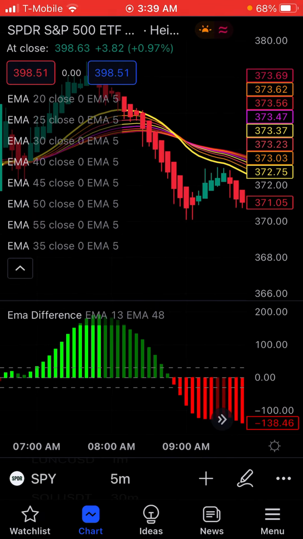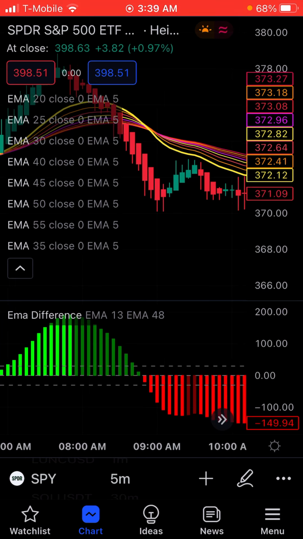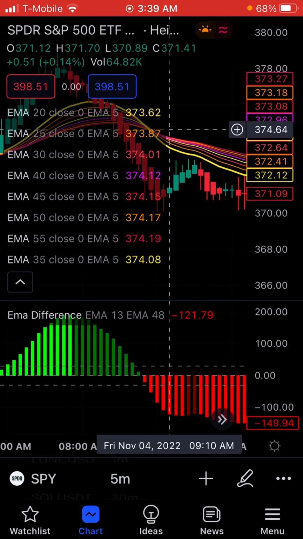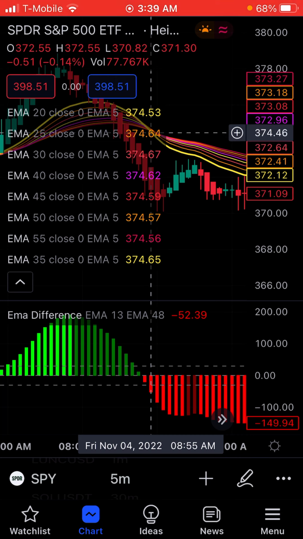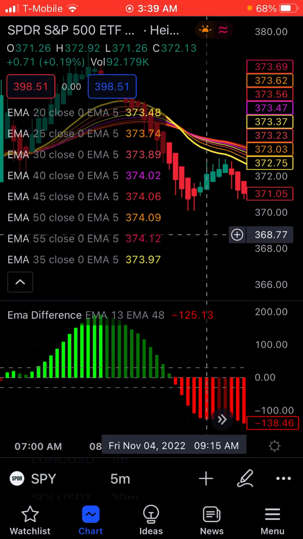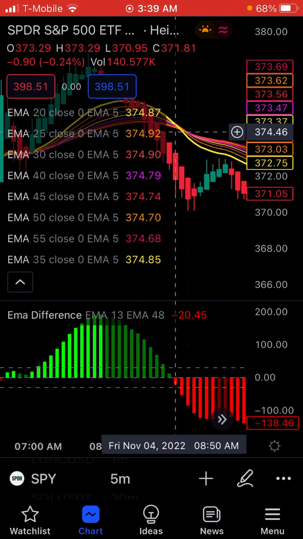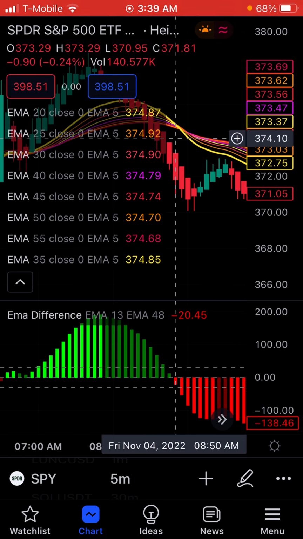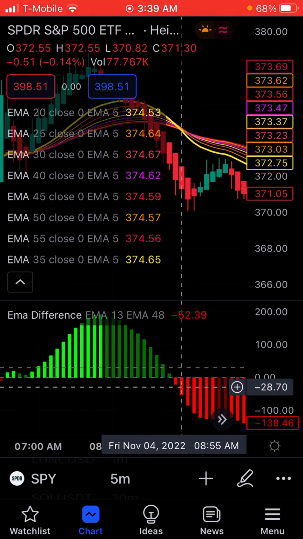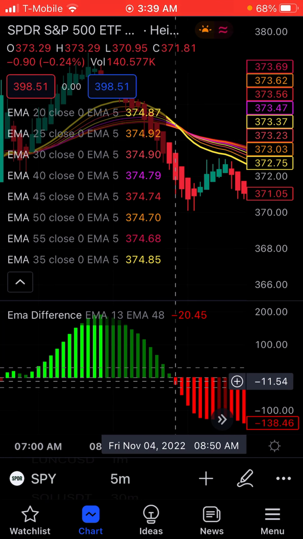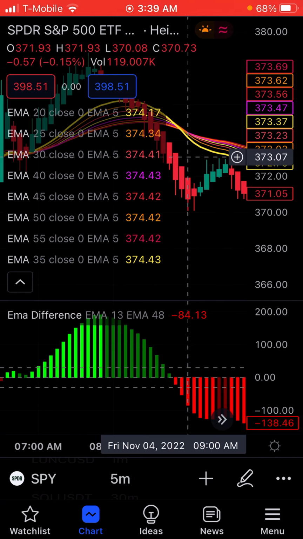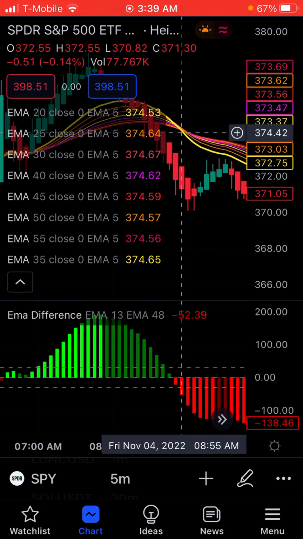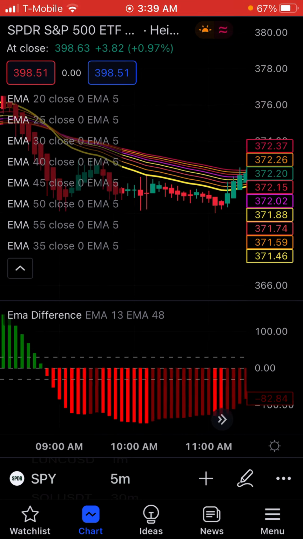Here we got one right here. Okay, so the first thing we see is the 20 EMA crossing all the way. It has clearly crossed through the 55 as well. And what we can see down there in the bottom with the EMA difference is the first signal. We see a little red right there, which is the signal of the 1348 cross. So you got two confirmations right there. Let's just see what happens from that point.